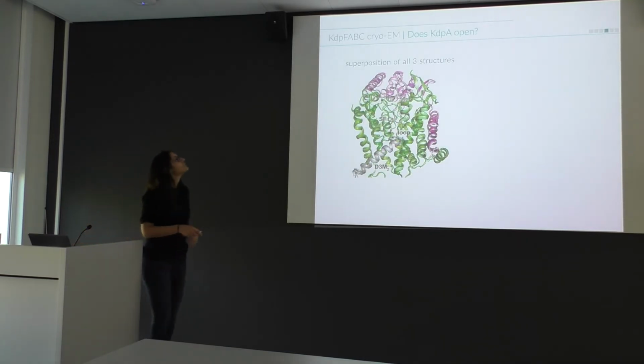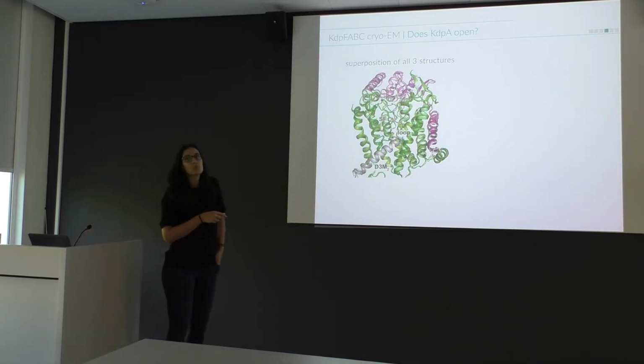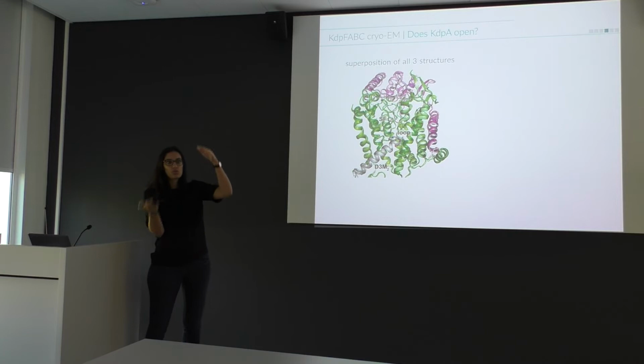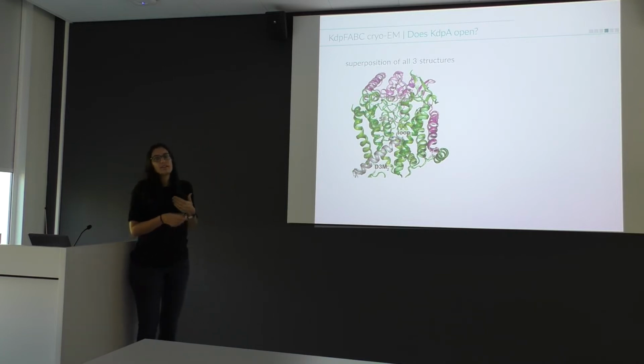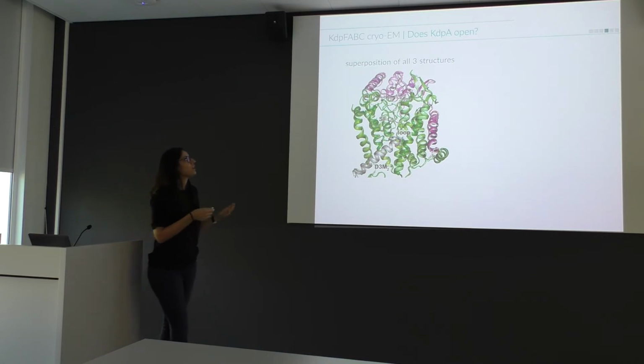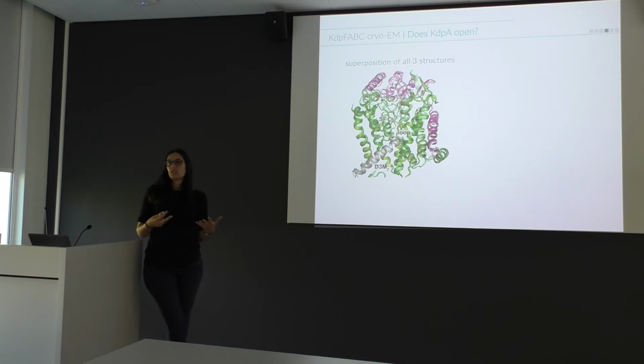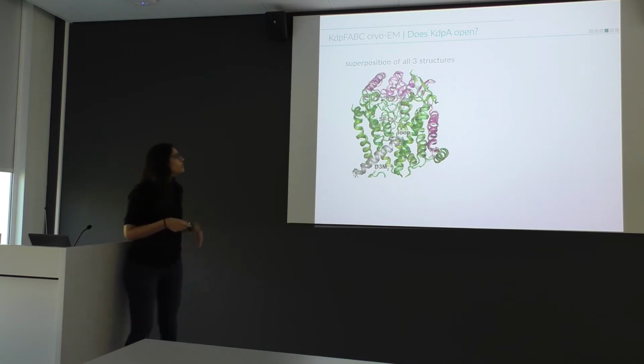So the big question: does KDPA, the channel subunit, open? If you superimpose all 3 available structures, and remember we have 2 E1 states and 1 E2 state, so we really have both sides of the transport cycle, now it becomes very intuitive. If KDPA would open, you would really expect to see something change. And what is remarkable is that if you superimpose all 3 structures, they are virtually identical.